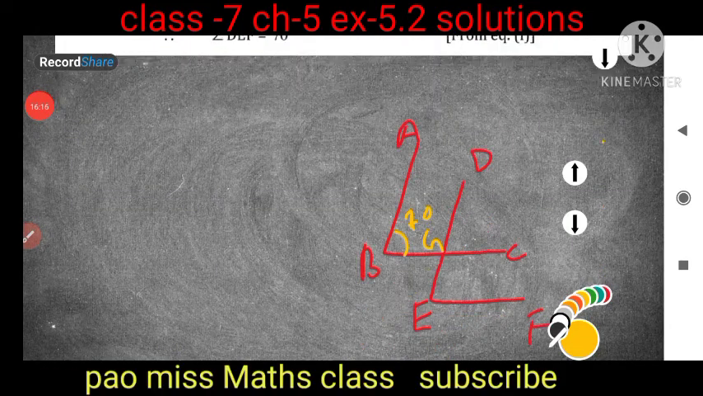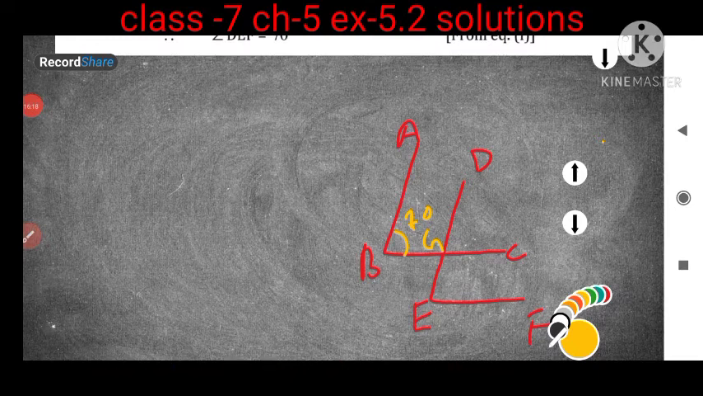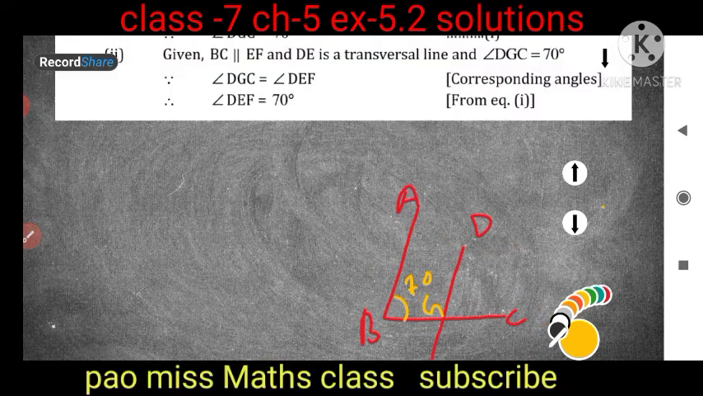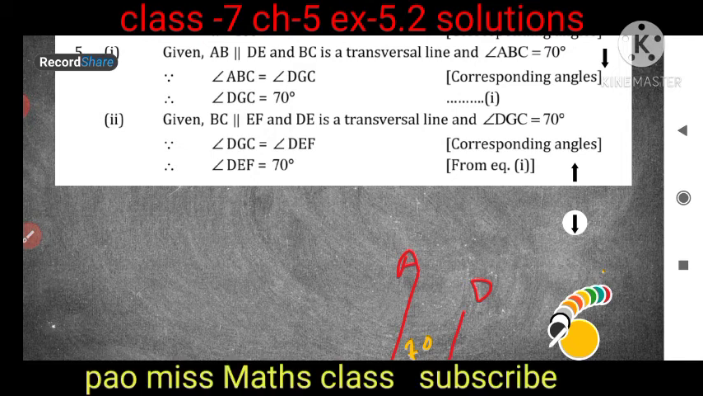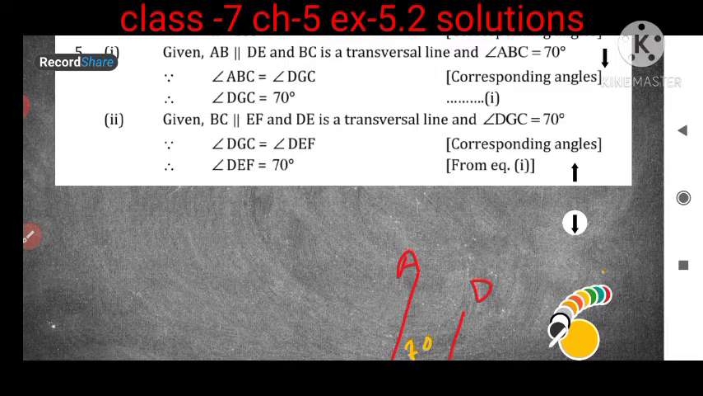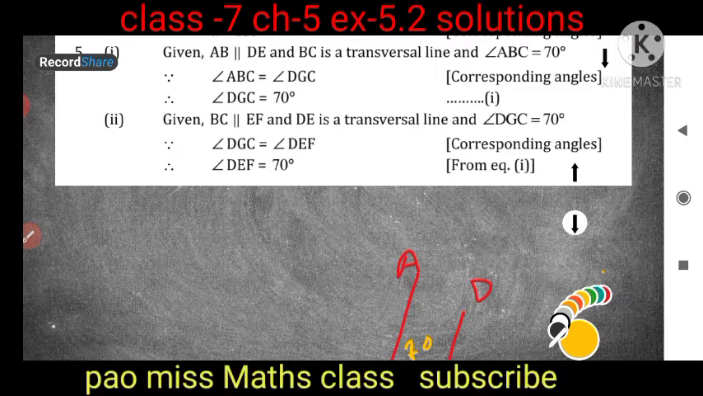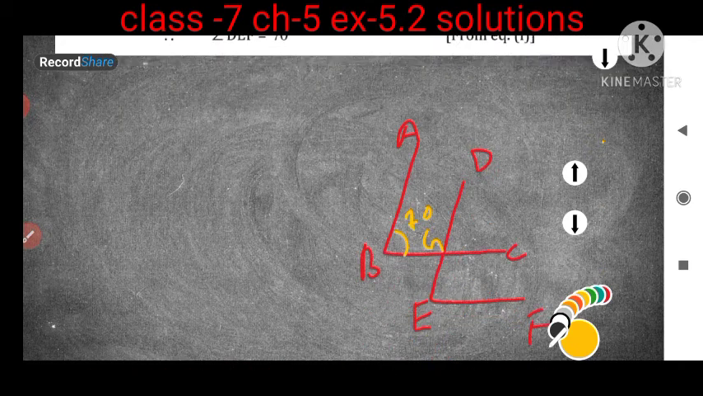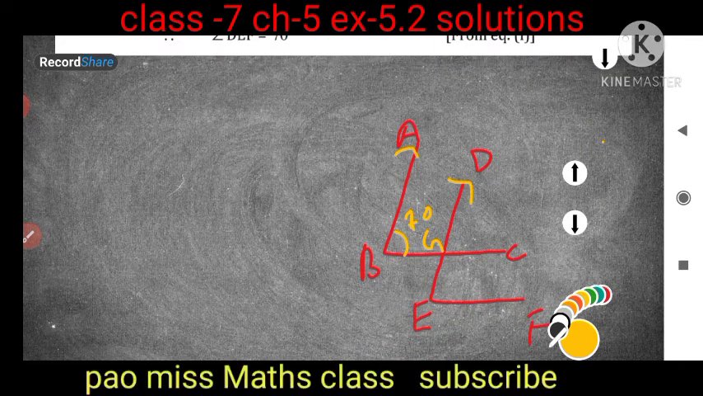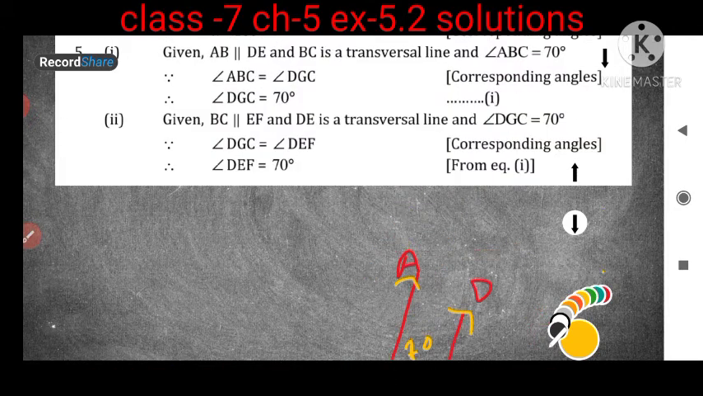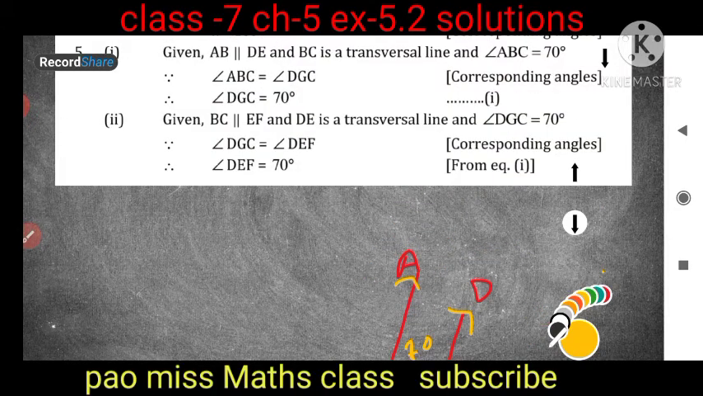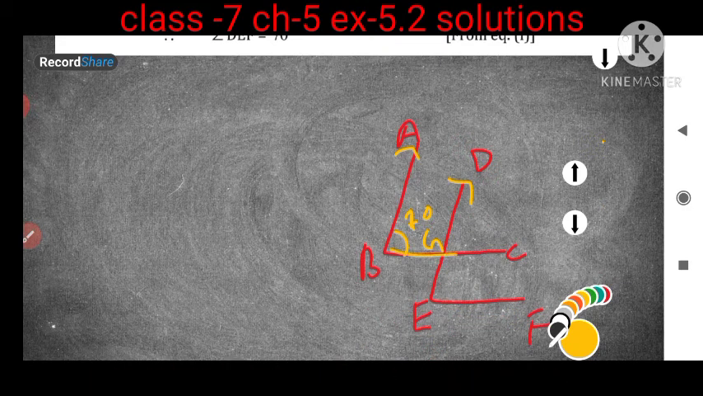So you can see the figure, this figure is given, isn't it? Angle ABC is given as 70 degrees. Now we have to find two different angles, isn't it? So AB is parallel to DE, isn't it? Because it is given in the question that the arms of the two angles are equal, so equal and parallel. So AB is parallel to DE and BC is transversal. Now BC is our transversal, okay?